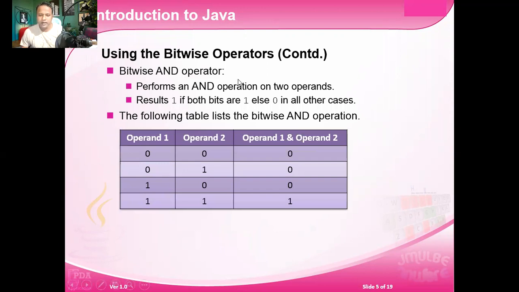The bitwise AND operator performs an AND operation on the two operands. 0 0 represents 0, meaning false false returns false. False true returns false. True false returns false. True true returns true. False false returns false.